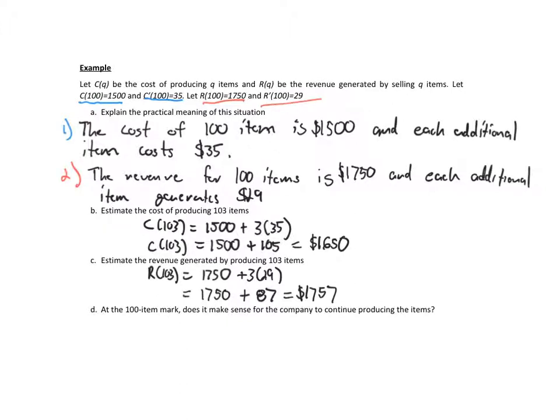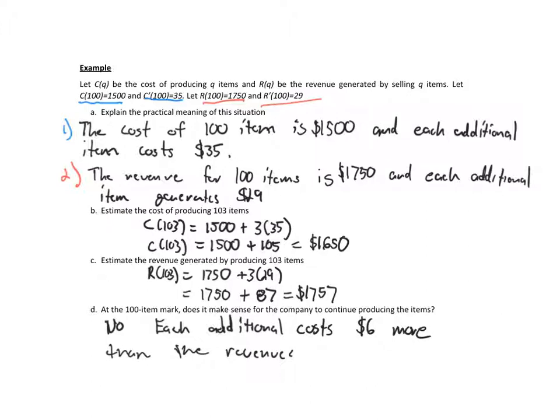So we want to think about what's happening here. Yes, as the company continues to produce items, the revenue should be increasing, but does it make sense for them to continue? I would argue no. And the reason is the revenue is being outpaced by the cost. Each additional item costs $6 more than the revenue generated.